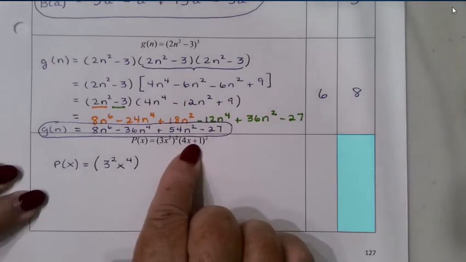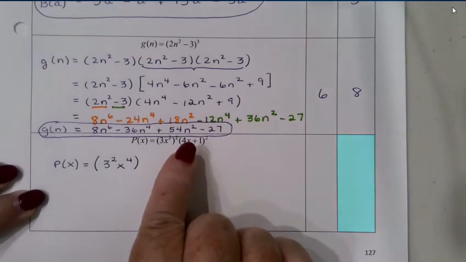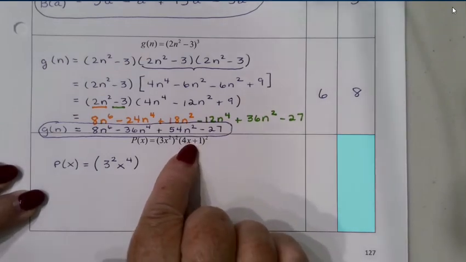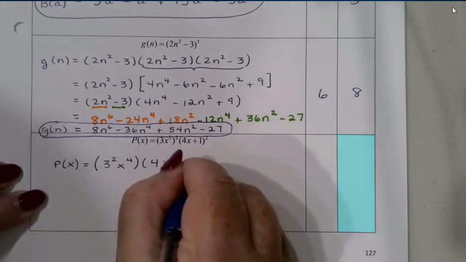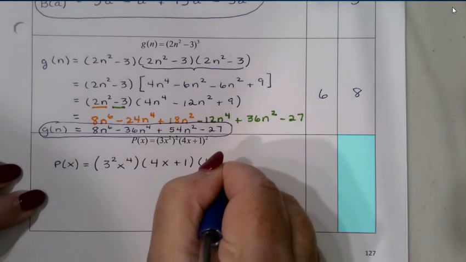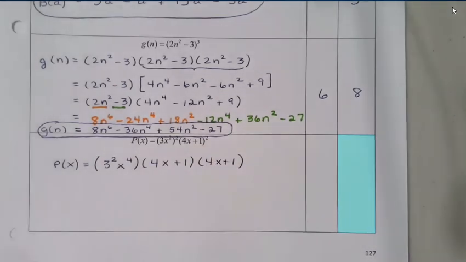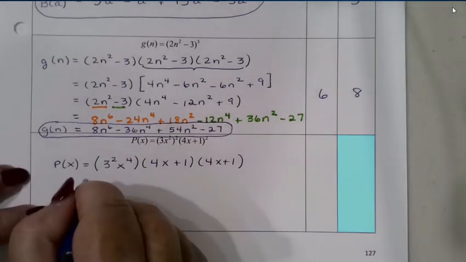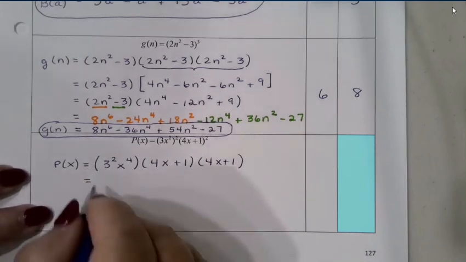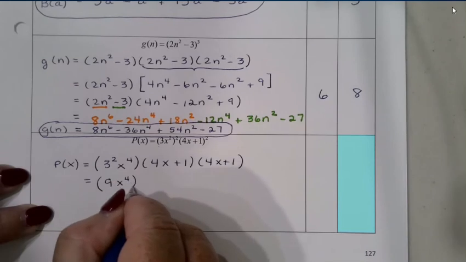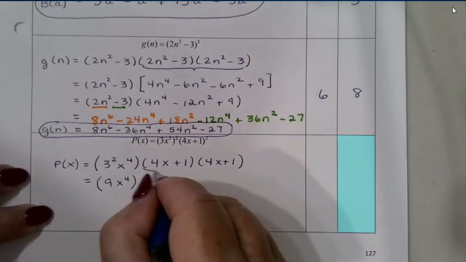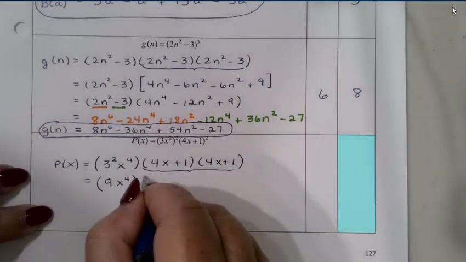This is not a product. This is a sum inside this parentheses. So this I'm going to have to write out as a binomial times a binomial. And I'll have to do FOIL or distributive laws or whatever you want to call it. All right, so right now, 3 squared, that would be 9x to the 4th. I'm going to leave that, and I'm going to concentrate on multiplying those two together.